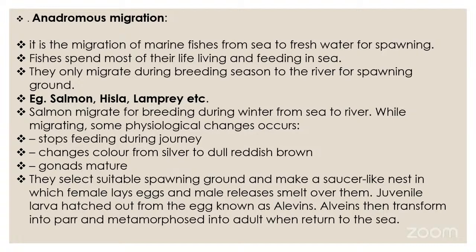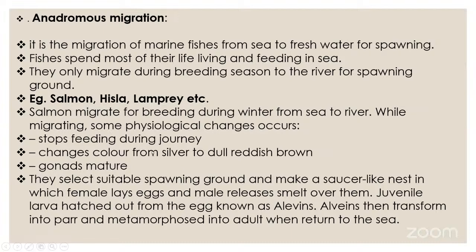One is anadromous migration. What does it mean? It is the migration of marine fish from sea to freshwater. Then, what happens in this? Fishes spend most of their life living and feeding in the sea. They only migrate during breeding season to the river for spawning. Examples: salmon, hilsa, lamprey. These are a few types of fish.